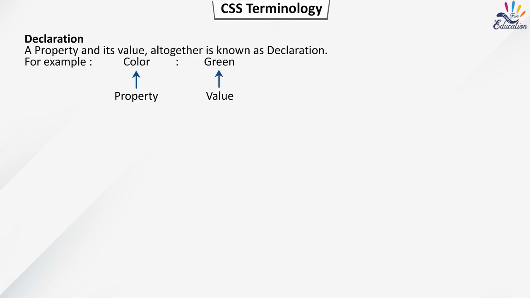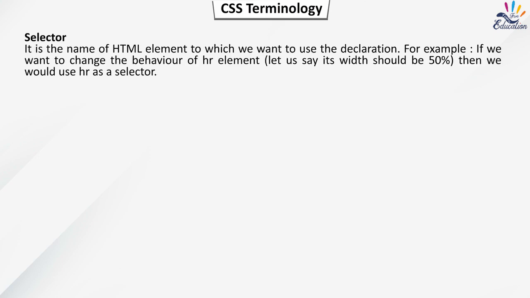Declaration. A property and its value altogether is known as a declaration. For example, color, property, green, value. Selector.